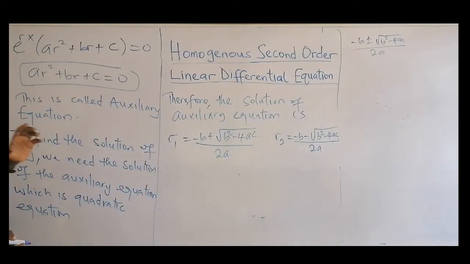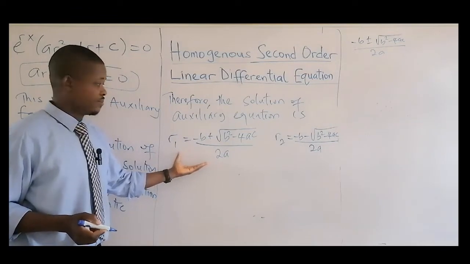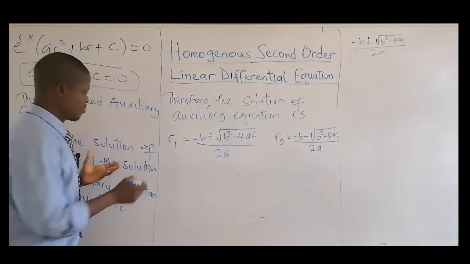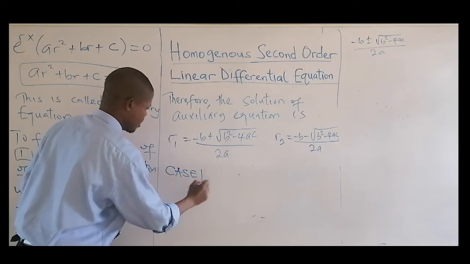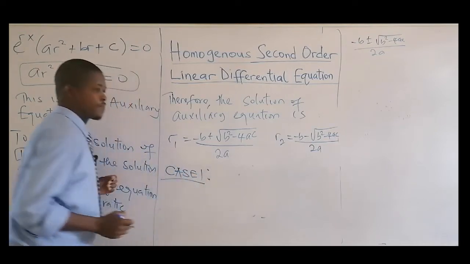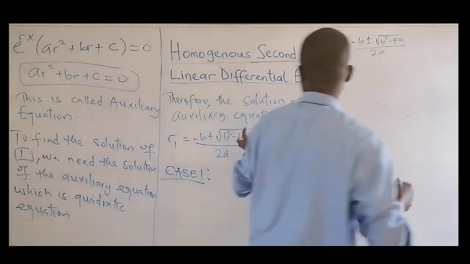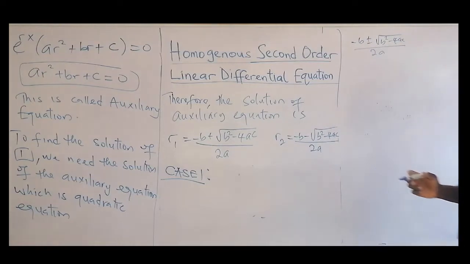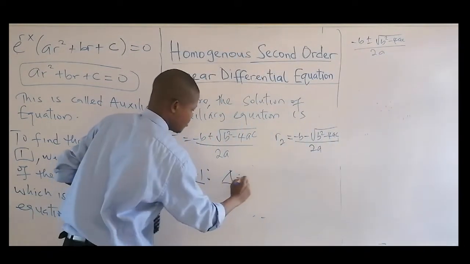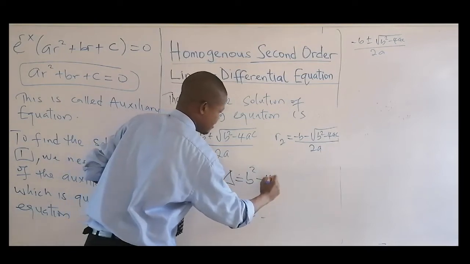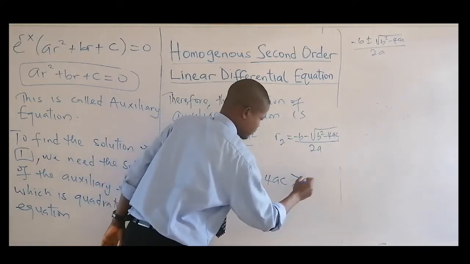We are going to extract three cases here, and we're going to look at them. Let's take case 1. We are playing with the discriminant here. Case 1 is when your discriminant, b squared minus 4ac, is positive, when it's greater than 0.